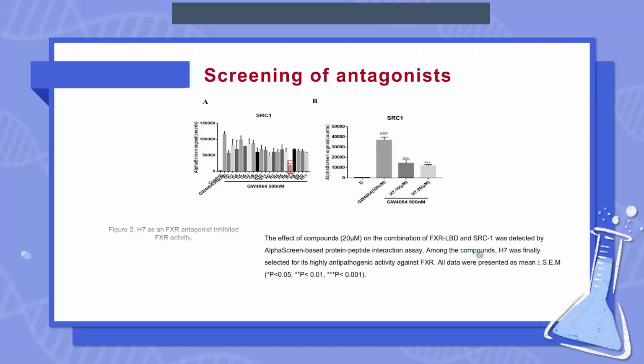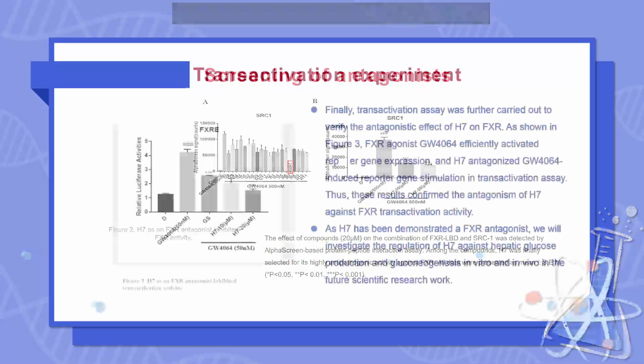The second part of the experiment is to screen an effective FXR antagonist. During this part, we screened the FXR antagonist in an in-house compound library in the lab by AlphaScreen technology-based assay. As indicated in Figure 2, among the compounds, H7 antagonized the GW4064-induced promotion of FXR-LBD binding to its co-activator SRC1. Furthermore, H7 antagonized this effect in a concentration-dependent manner.